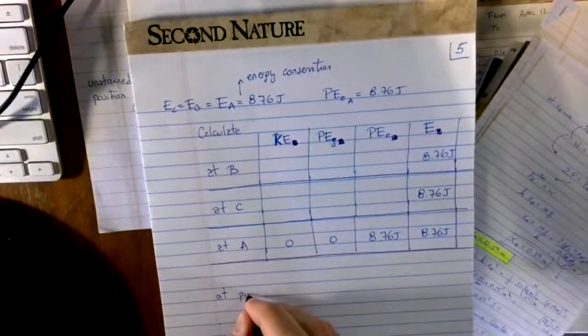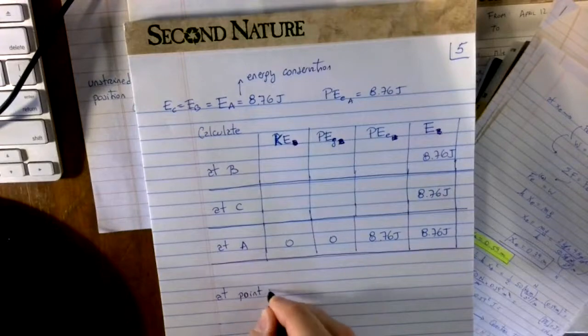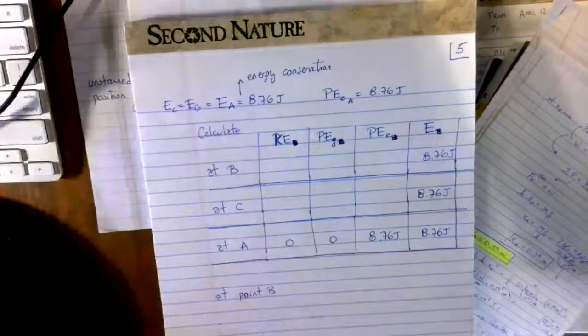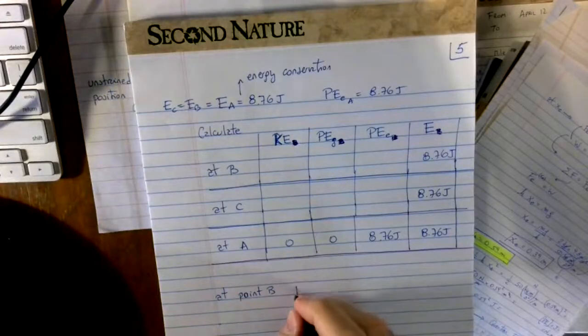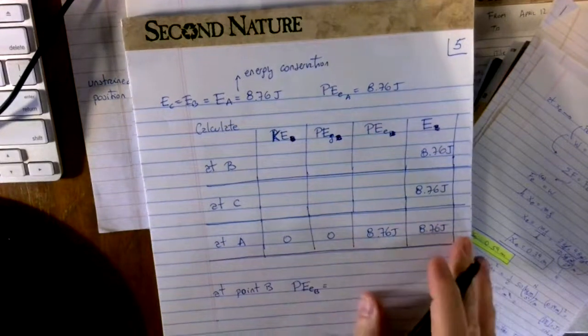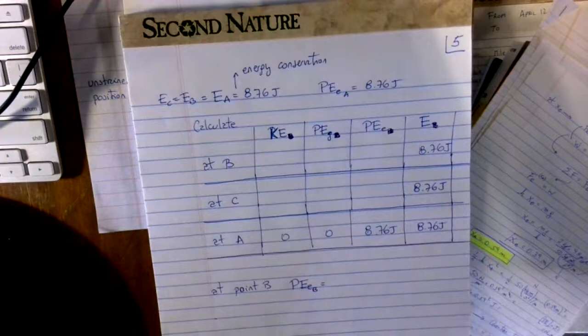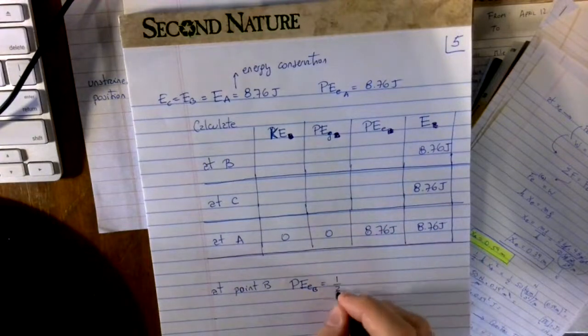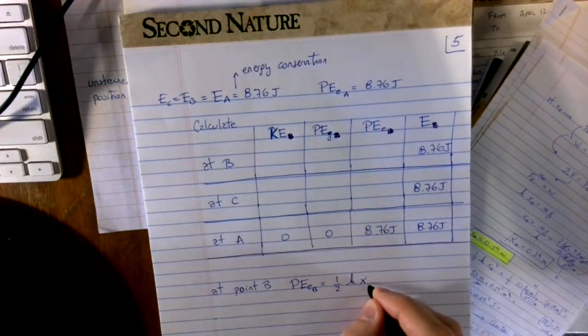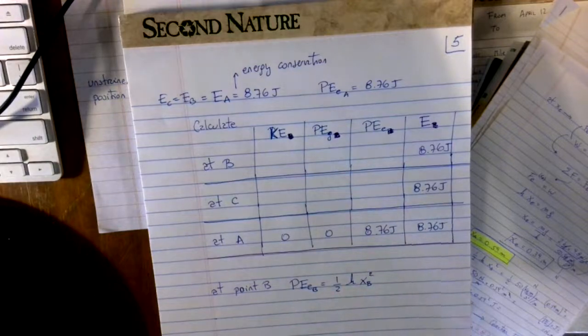Okay, at point B, what is going on? So let us start with PE, PE, and KE at B. The spring is rebounding. Exactly, the spring is rebounding. So we have 1/2 k, and we do have to calculate this xB squared. Okay, this is by definition.